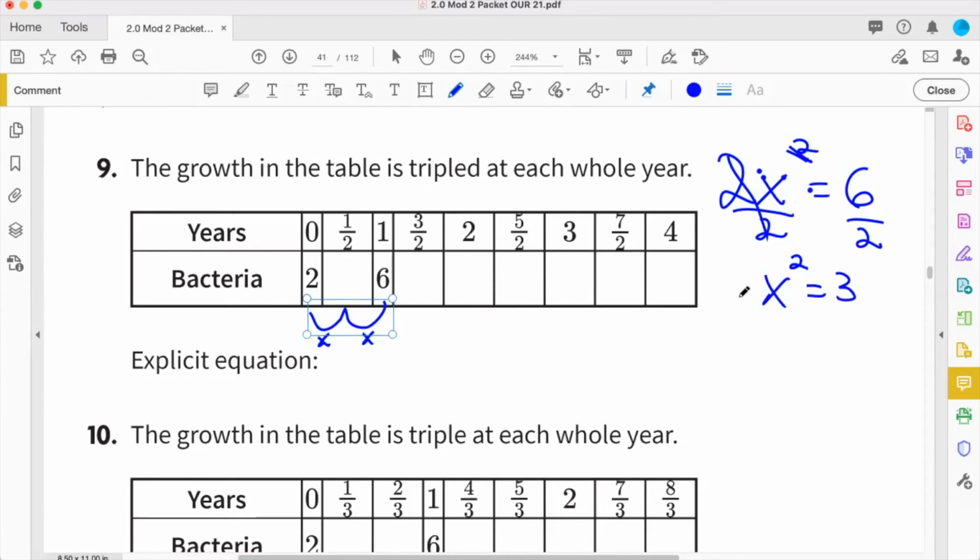We can take that square root. We talked previously on how we might get plus or minus square root of 3. In this case, bacteria is going to be growing at a positive rate, so I'm just going to keep this as positive square root of 3 for our common ratio. Hope that's okay with you. If we hop to it, keep multiplying by square root of 3. This is 2 square root of 3.